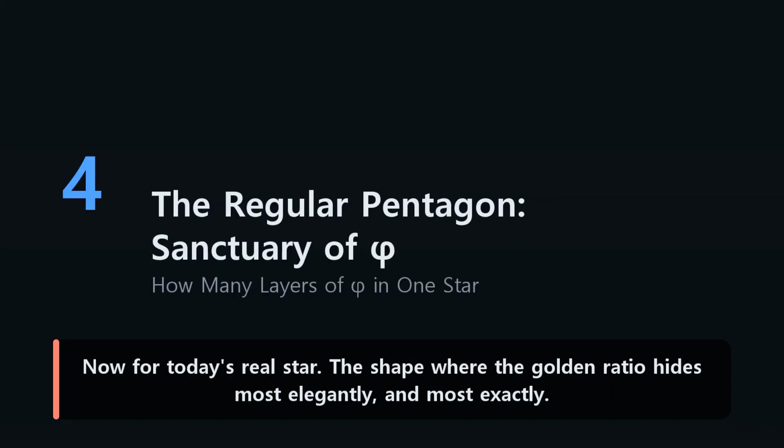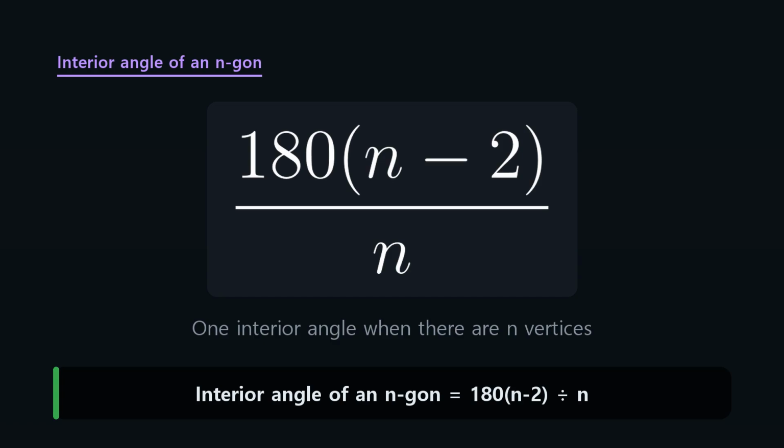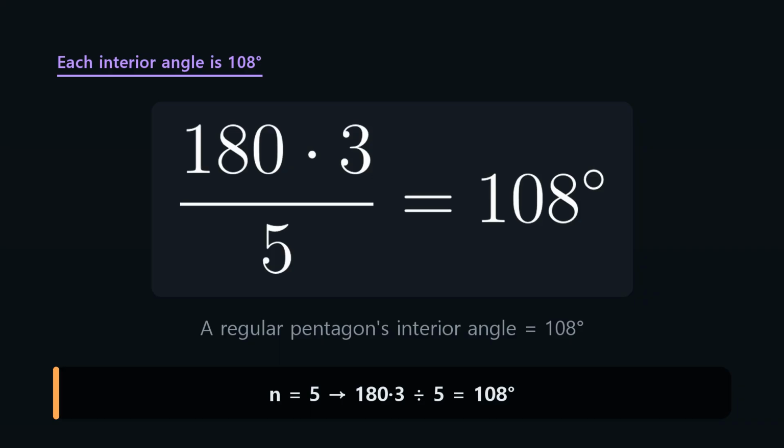Now for today's real star. The shape where the golden ratio hides most elegantly, and most exactly. The regular pentagon. Draw every diagonal joining the 5 vertices, and a 5-pointed star, a pentagram, appears. Let's start with the angles. The formula for one interior angle of an n-sided polygon looks like this. Put 5 in place of n, and you get 180 times 3 divided by 5. That comes out to 108 degrees.